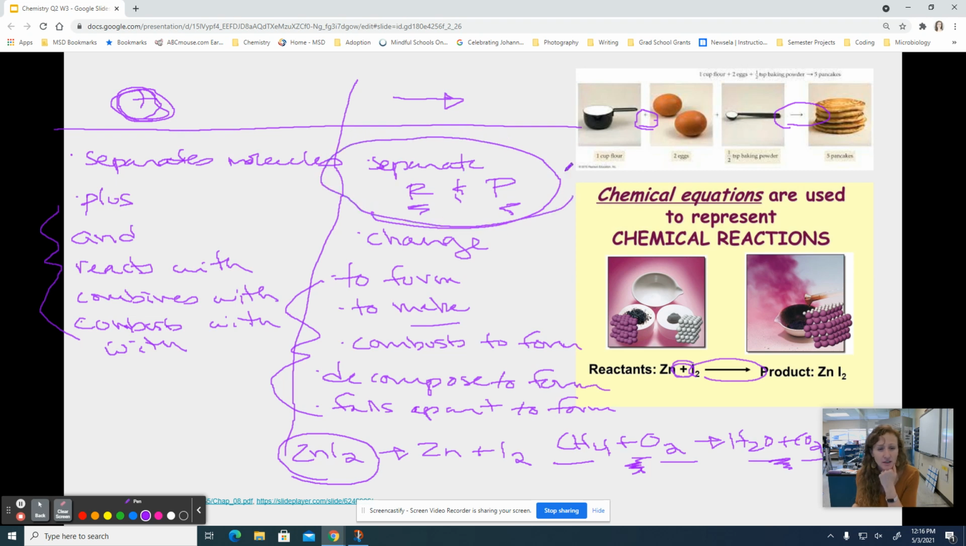If you ever get lost inside a sentence and you can't quite figure out where the arrow goes, look for where the reactants are separated from the products. Look for where the things that are used are separated from the things that are made, and that is going to be where that arrow goes.